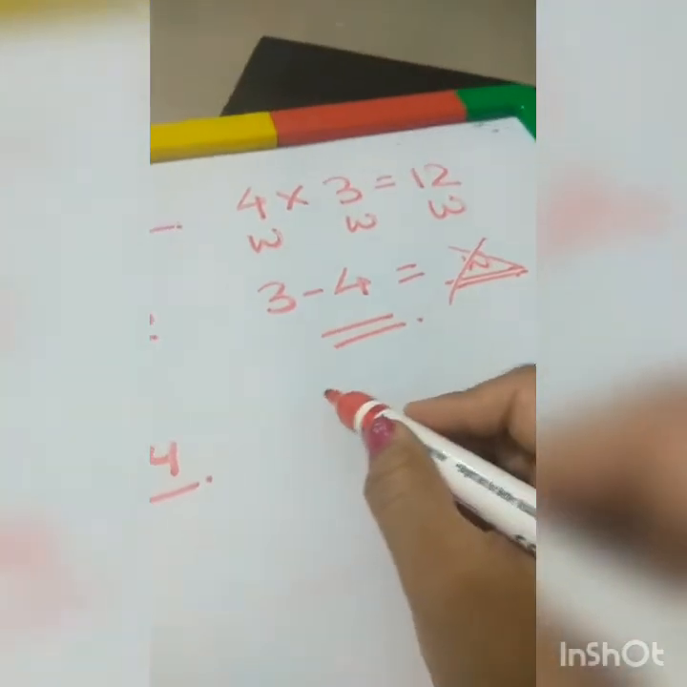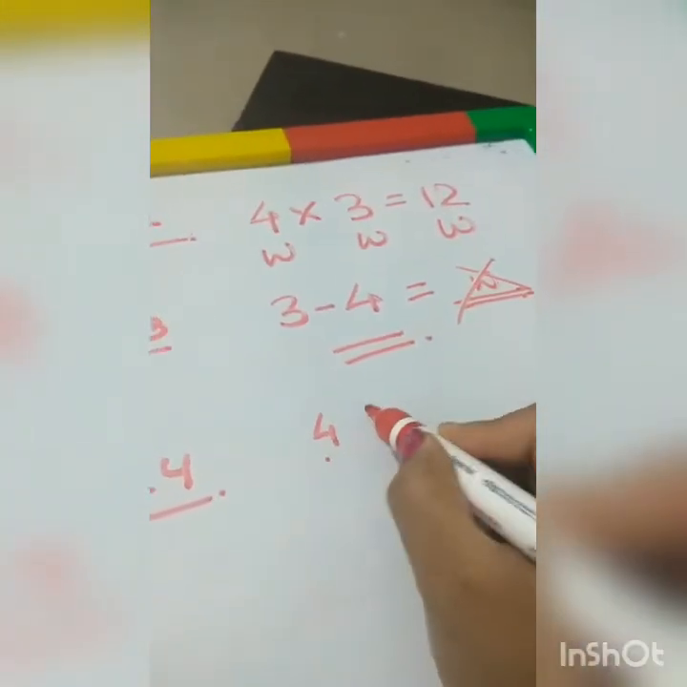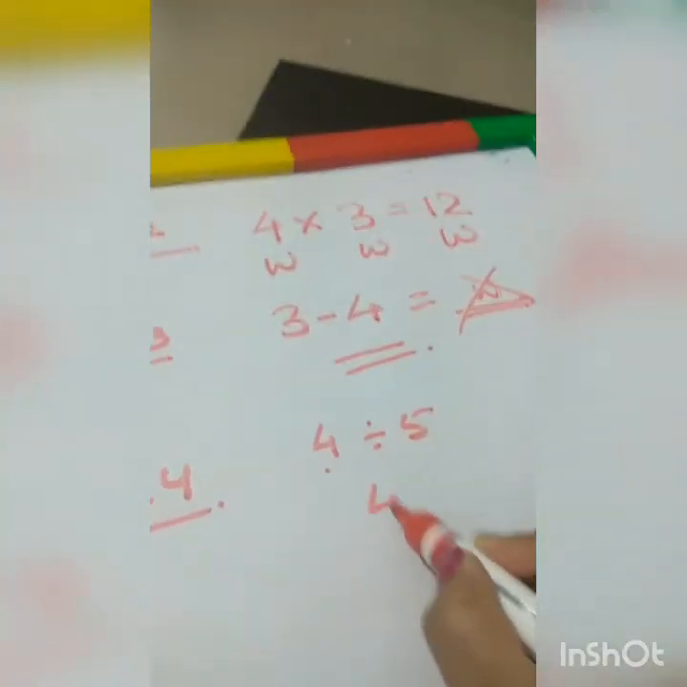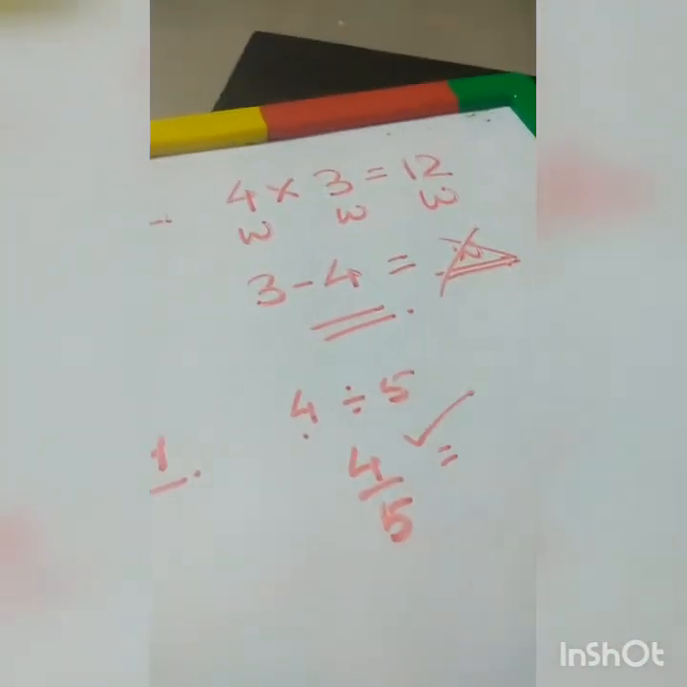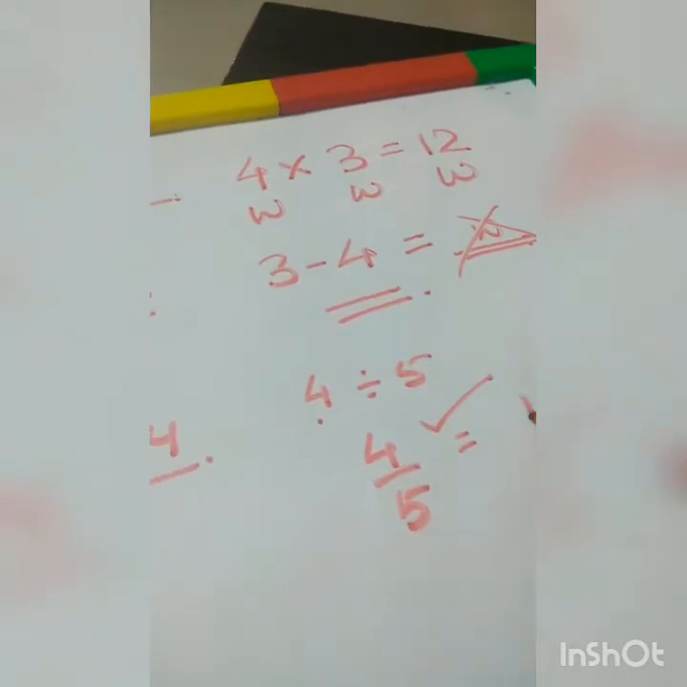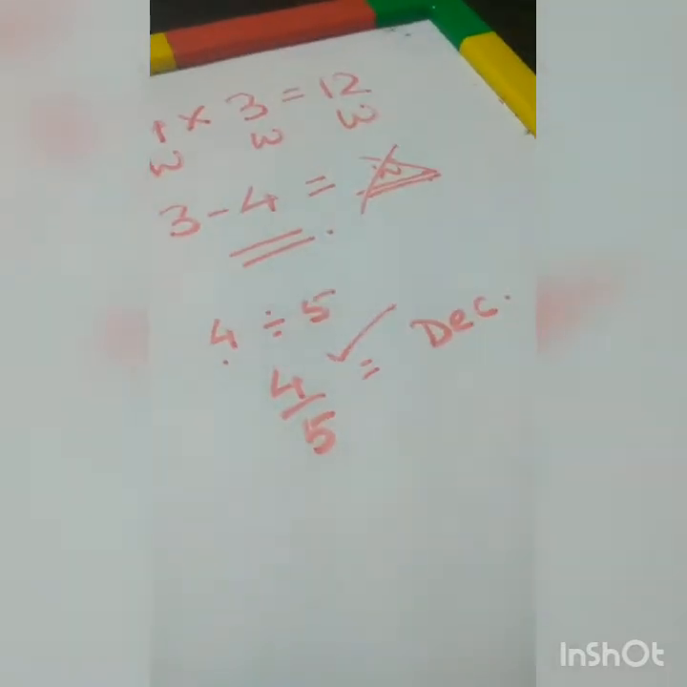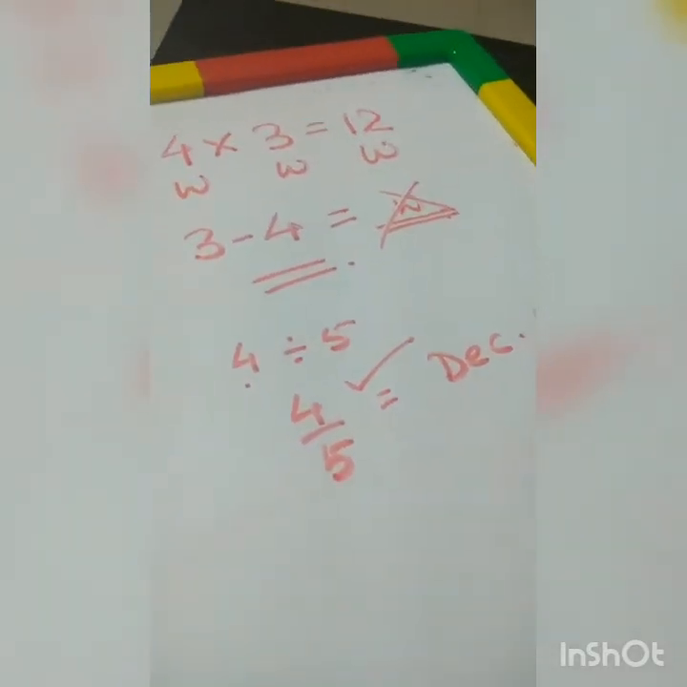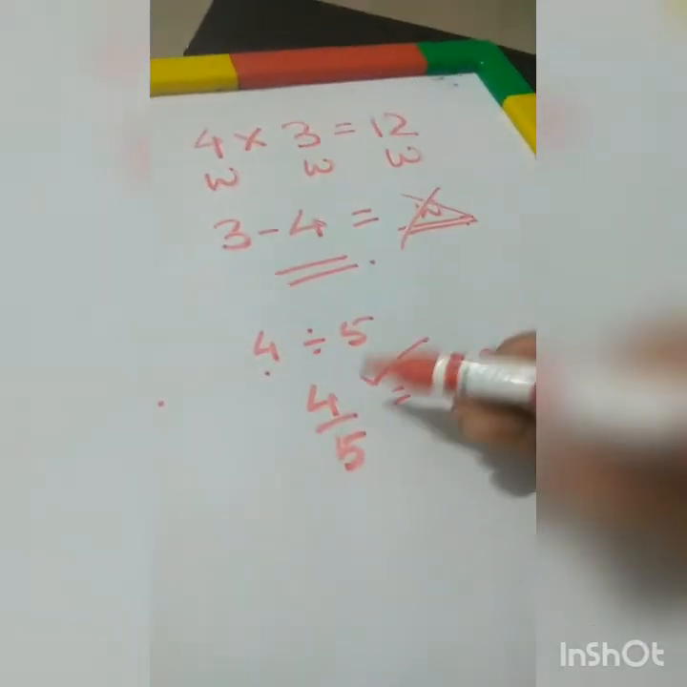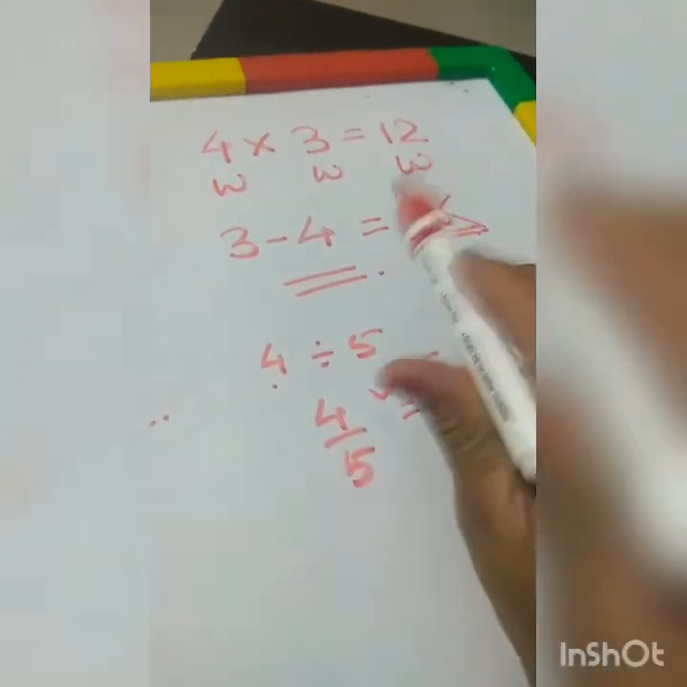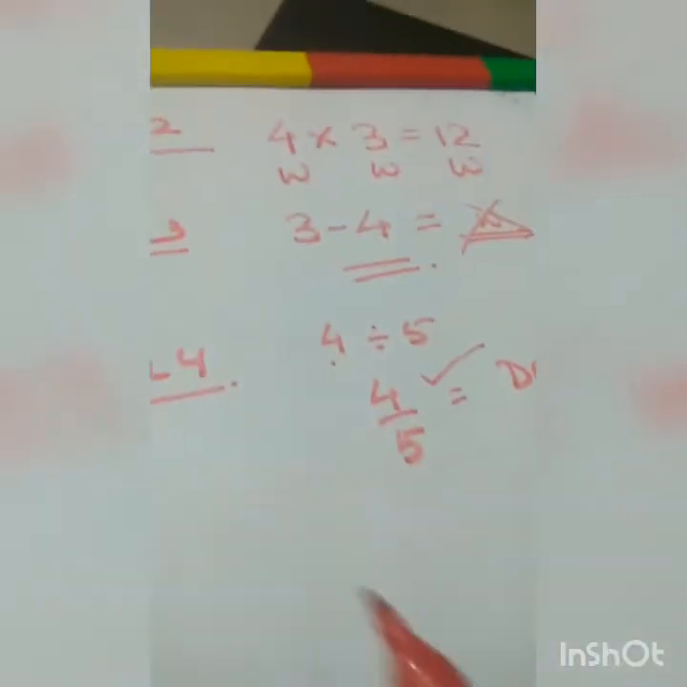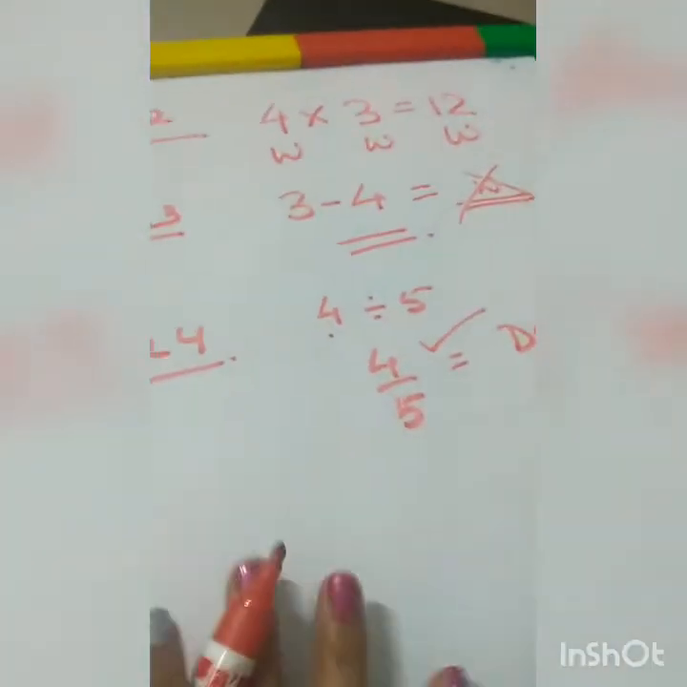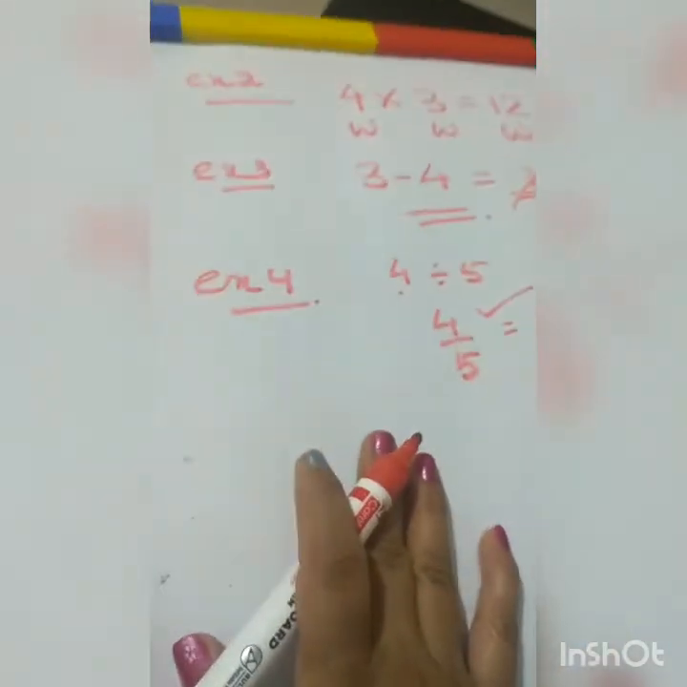Similarly, if I write 4 divided by 5, then the answer is either a fractional number or it will be in decimal, but not a whole number. So this property of division and subtraction, these are not closed, but multiplication and addition are closed. So this was first property, the property of closure.